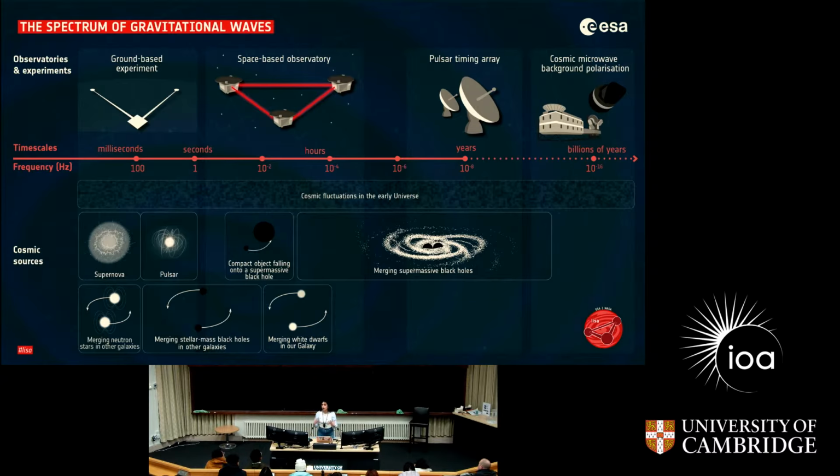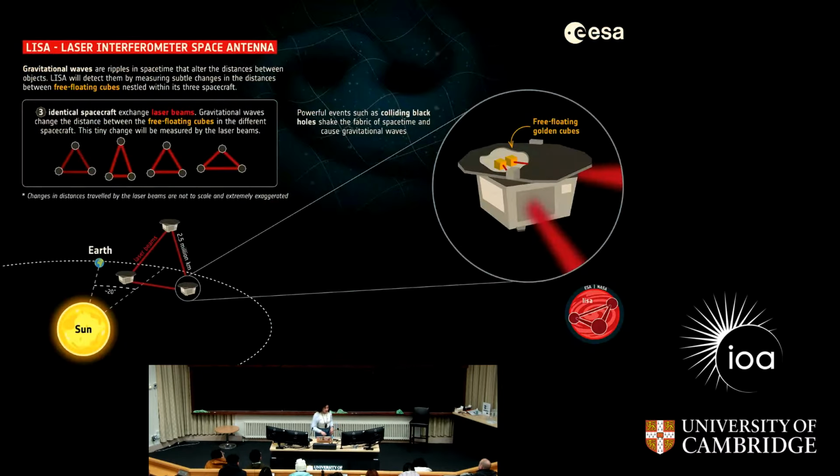So what is going on in the early stages of the universe's history? So what about these space-based observatories? Are we actually going to do this? And the answer is yes. So the European Space Agency has formally adopted what we call LISA.